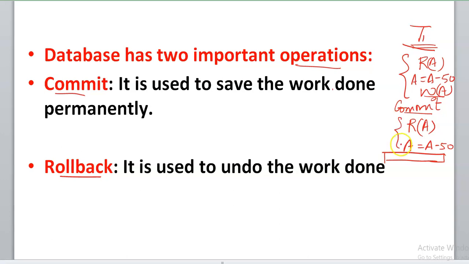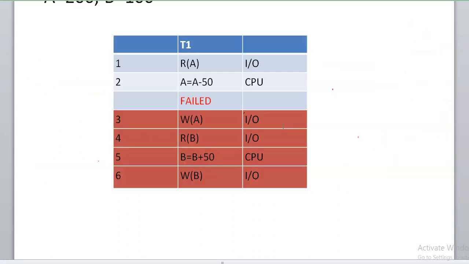So till where should it get rolled back? It should get rolled back up to the previous commit operation. So it will look as though these two operations weren't performed at all. That is the importance of rollback and commit operations. These two are the important operations which a transaction should have to avoid certain concurrency issues in transactions. So now let's move on.